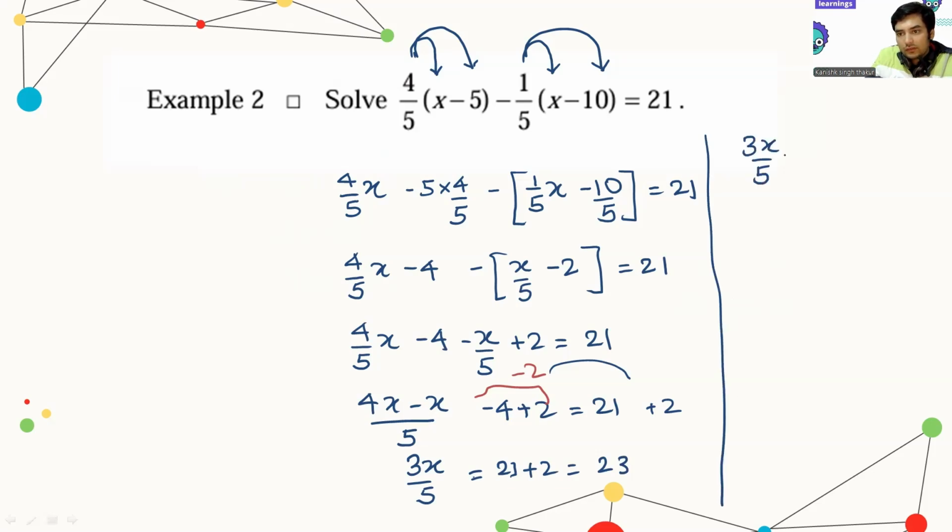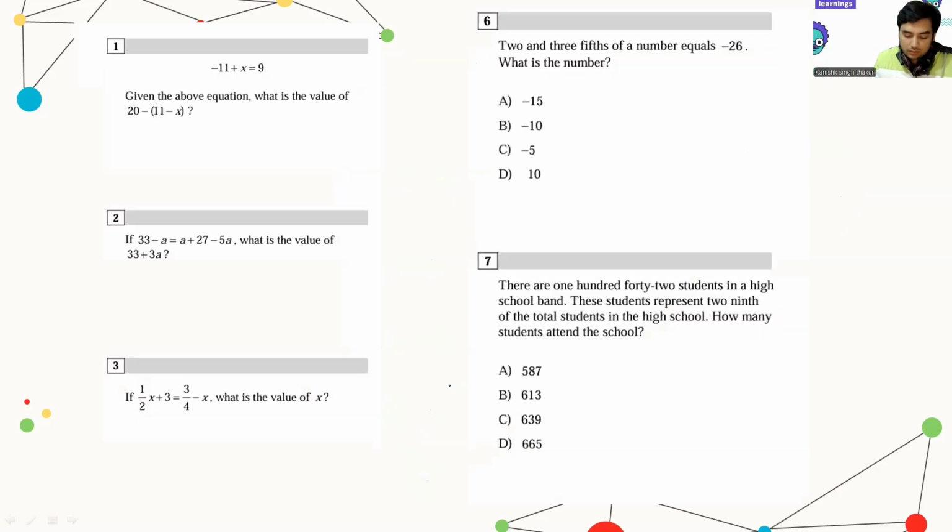3x over 5 is equal to 23. So x will be equal to 23 times 5 over 3. This is what it is. I hope you must have got it. Okay, so this is how we have to solve clearly and slowly. This much longer question is not asked in your SAT, and obviously they can be solved with Desmos or calculator. So we don't have to worry about that.